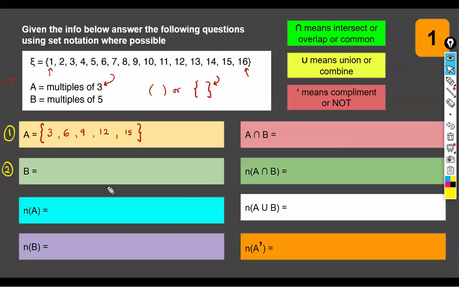Plenty of correct answers coming up on chat for B, which I expected. Multiples of 5, it's obviously going to be 5, 10, and 15. And you notice I put my brackets, my squiggly brackets. If you can't draw squiggly brackets, don't bother. Just put the normal brackets for me.